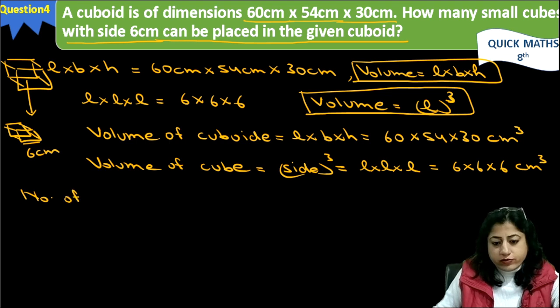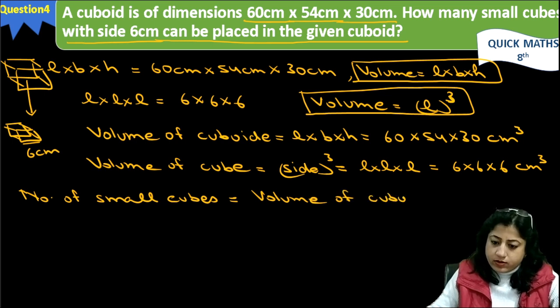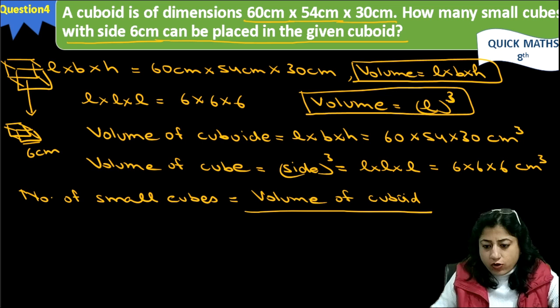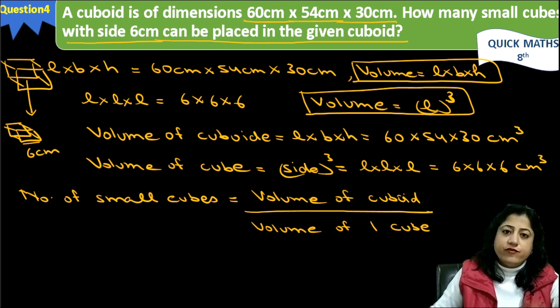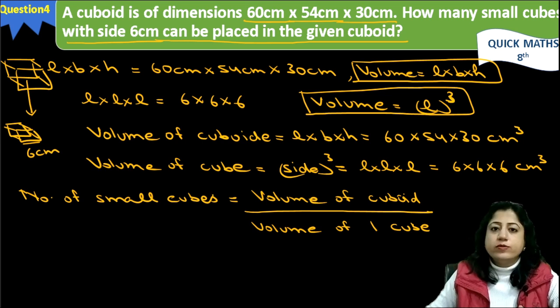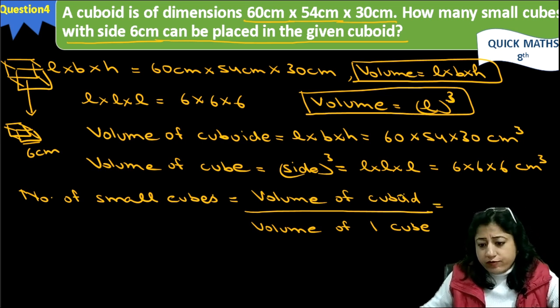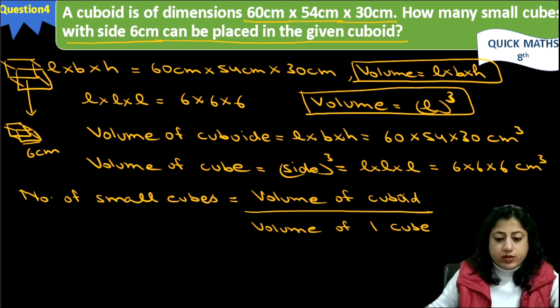Now, the number of small cubes that can be placed into a cuboid, we can calculate as volume of cuboid upon volume of one cube. So if we have the volume of the total cuboid, the big region, upon the volume of one small cube, then we can calculate how many cubes can be placed in it. Now we will put it here.